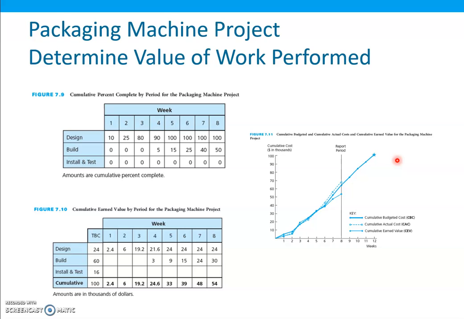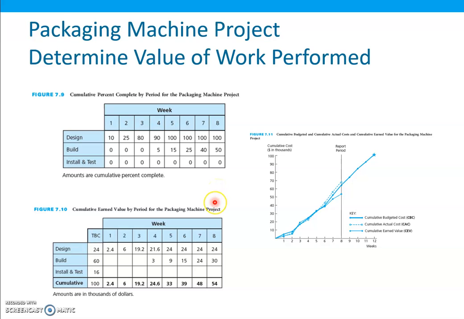So let's see in these figures some more information. This is the figure with the cumulative percentage complete by period for the packaging machine project. As we can see, by the end of day 8, this much work was completed. That means 100% of the work was completed in the design, 50% in the build, and 0% in the install and test.